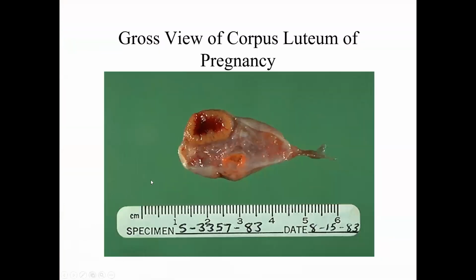Okay. Here we see an ovary with a very recently formed corpus luteum. I've often looked at this. I've often wondered why that ovary was removed. It looks perfectly fine. But what do I know?